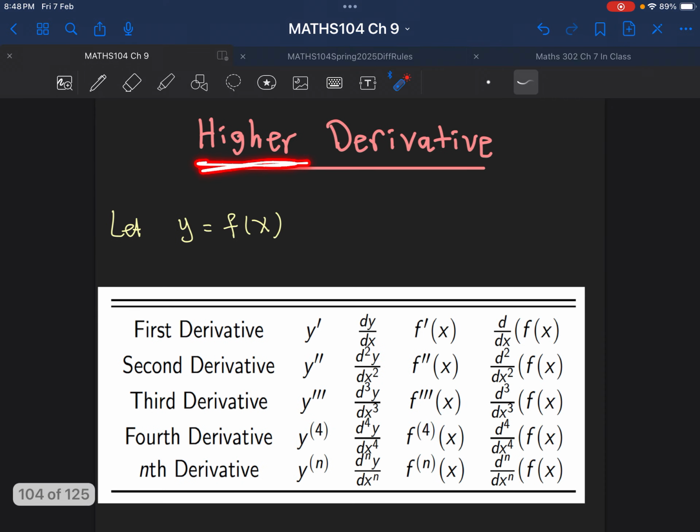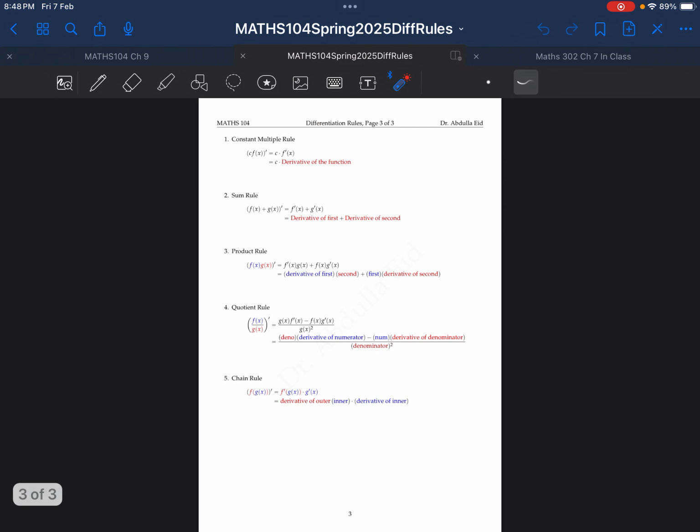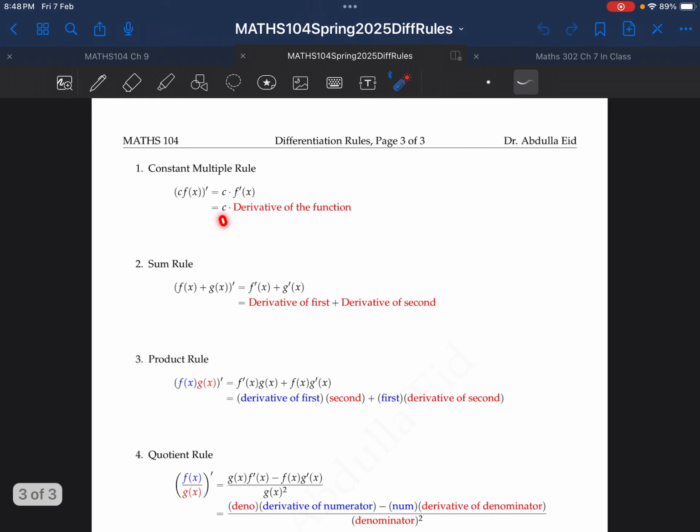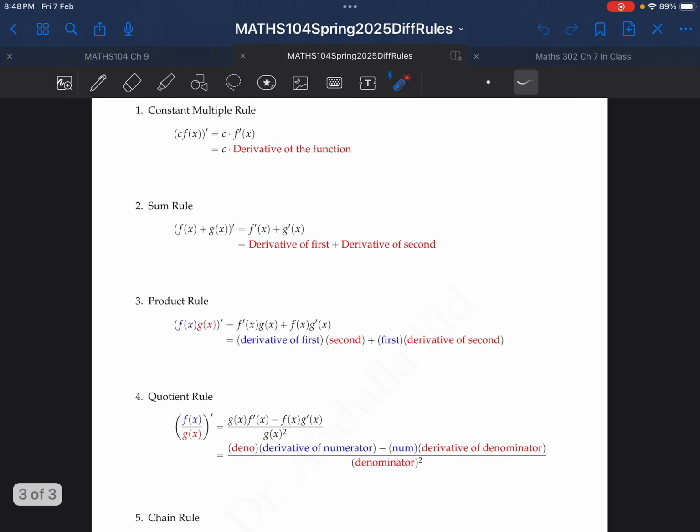Before we find higher derivatives, it's important for us to review the derivative rules. Now, we have seen all those rules. If we have a number in front of the function, we just find the derivative of the function. If we have two functions and we add them, we just find the derivative of first plus derivative of second. We have the product rule, which says derivative of first times second plus first times derivative of second.